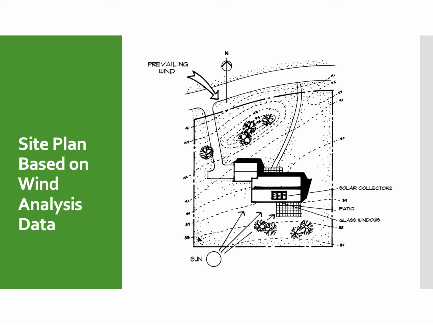And here's basically a site plan based on knowing the wind data, the prevailing wind coming in this way, and planting some trees here. The sun's coming in this way, so we want to put our solar collectors on that side of the house. And then large overhangs, which you can't see here, but we would see that on the plan. And more trees to help block that summer sun.